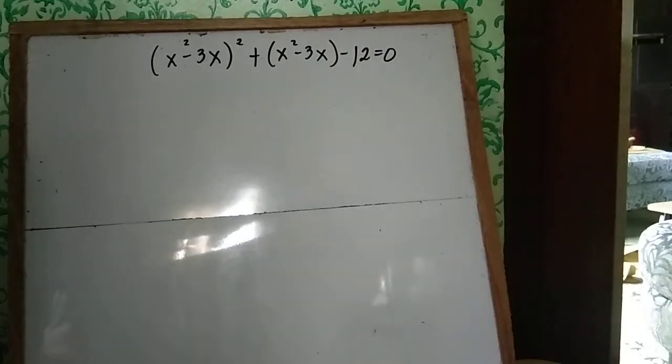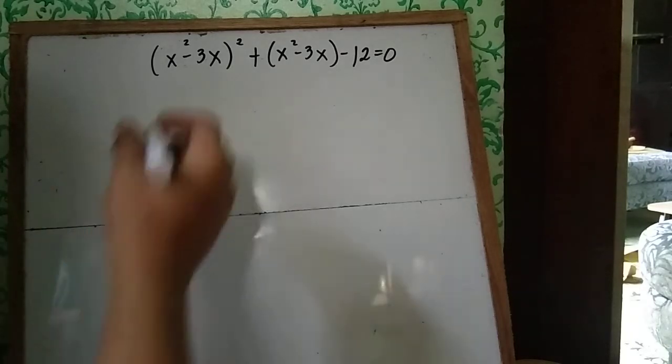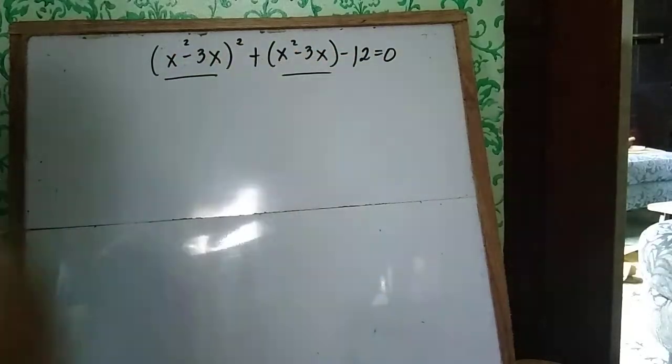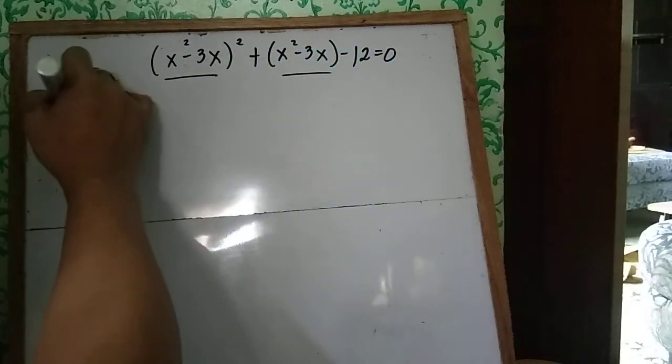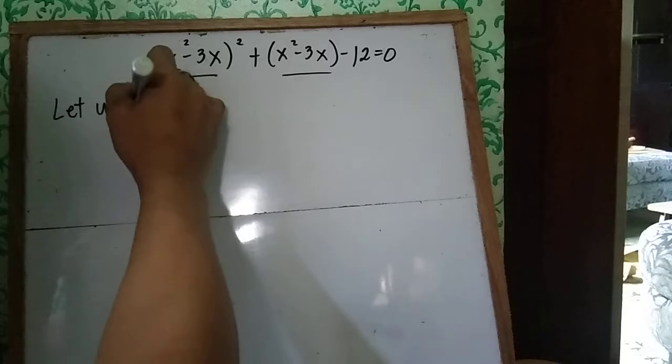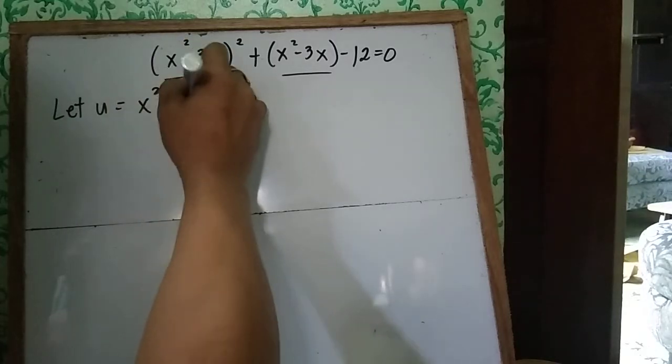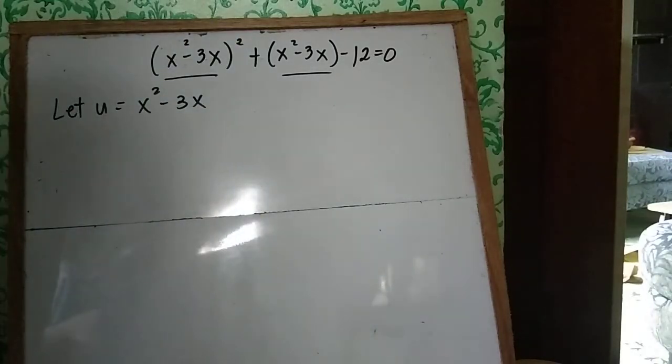Okay, so for the third example, the quantity x squared minus 3x, squared, plus the quantity x squared minus 3x, minus 12 is equal to 0. So tanaw na itong common nila. This one is similar, so we will let u is equal to x squared minus 3x.